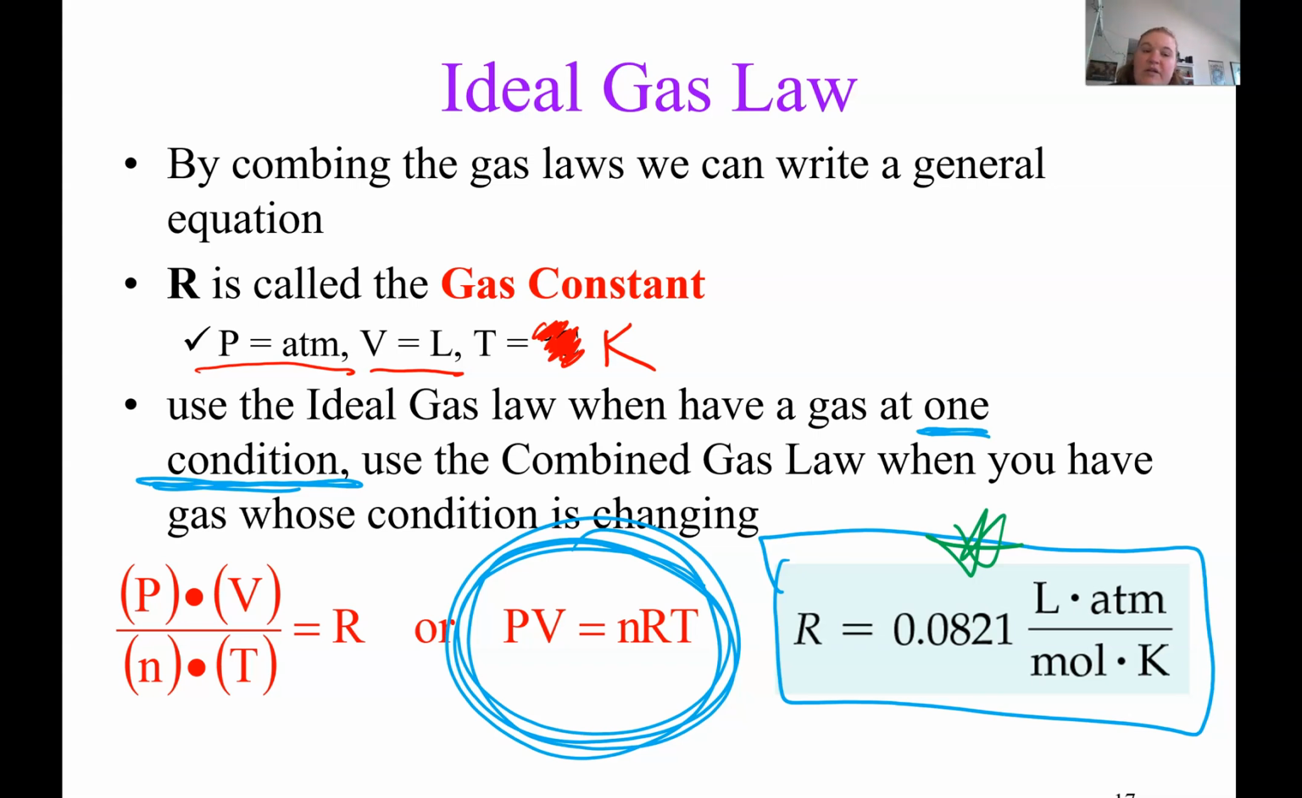One word of caution about that number: if you forget it, so you just Google it real quick, pay attention to the units. There are different values of R that will change the units. So instead of atmospheres, it might have torr, or instead of liters, it might be milliliters. So there are other R values out there.